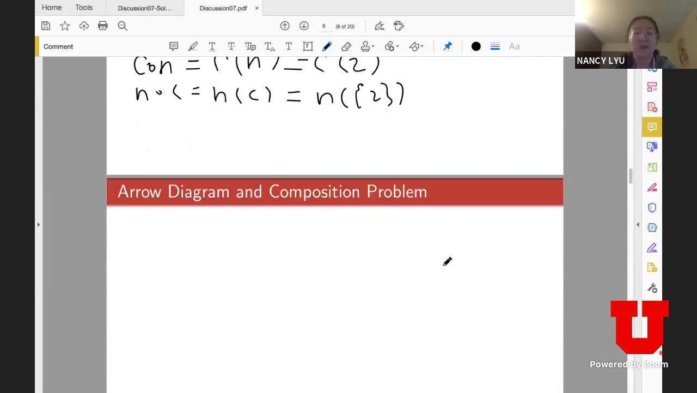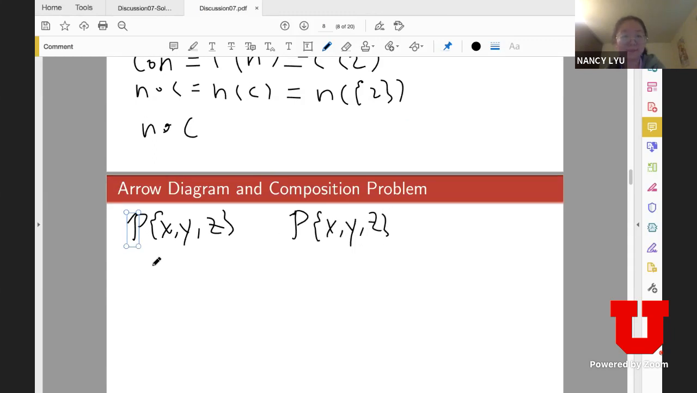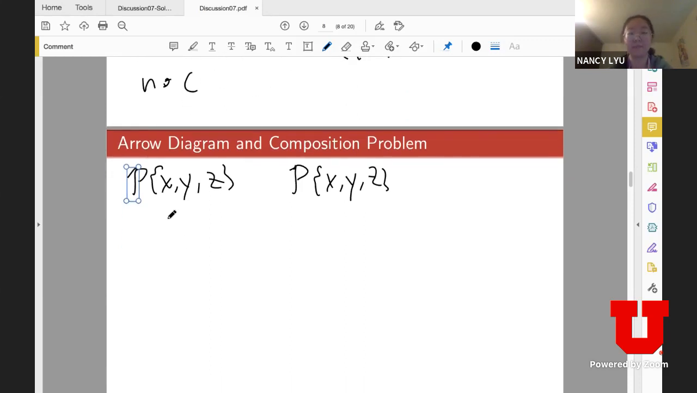Okay, so now we see the composition NC is defined. Let's start with the power set, starting with C first. The domain of C is the power set of X, Y, Z, and it also goes to the power set of X, Y, Z. So what are the subsets in the power set?